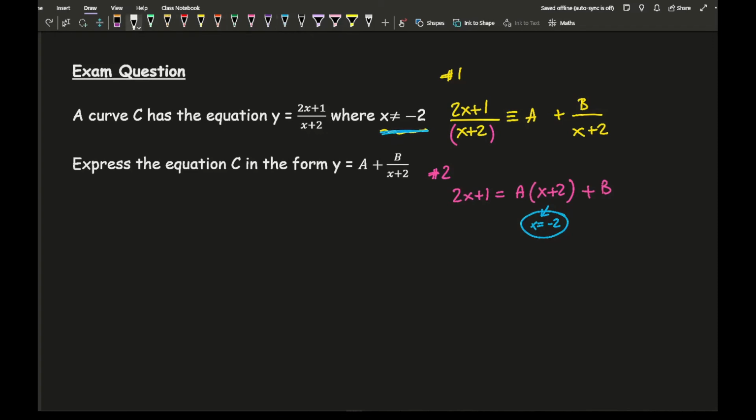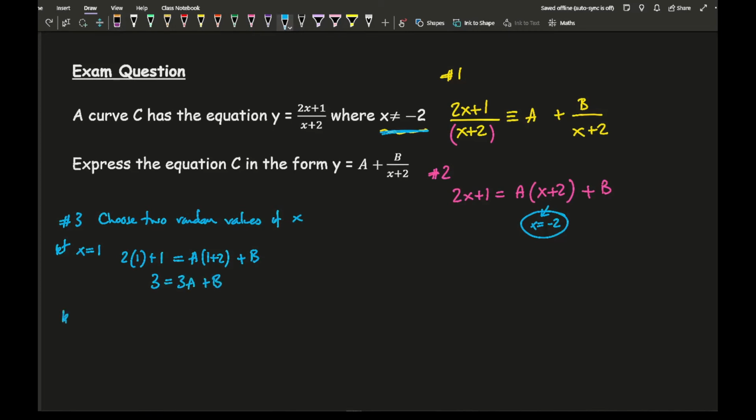So what we need to do is find two other random values that I can choose. The easiest ones to use are going to be x equals 1. If I let x equal 1, then what I end up with is 2x + 1, so I'm just going to write this down so you can see exactly what I'm doing, equals A lots of (1 + 2) plus B. So I end up with 3 equals 3A + B.